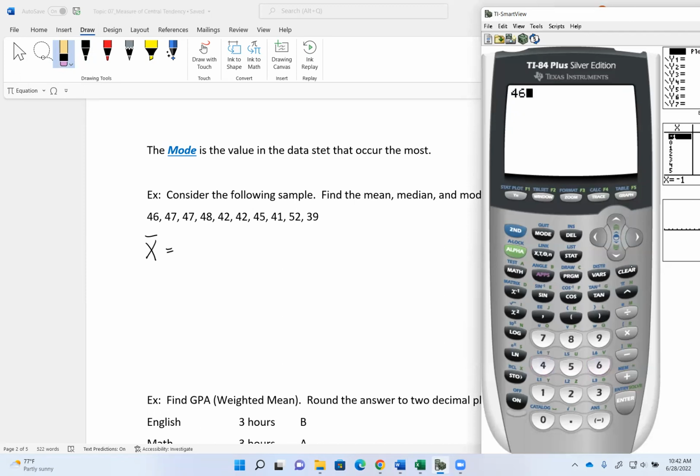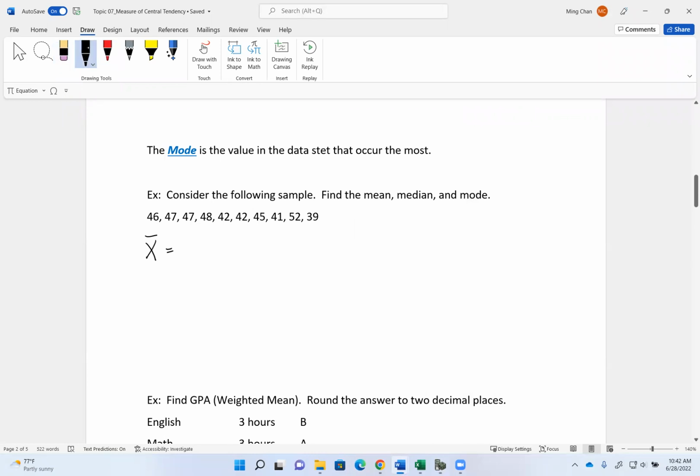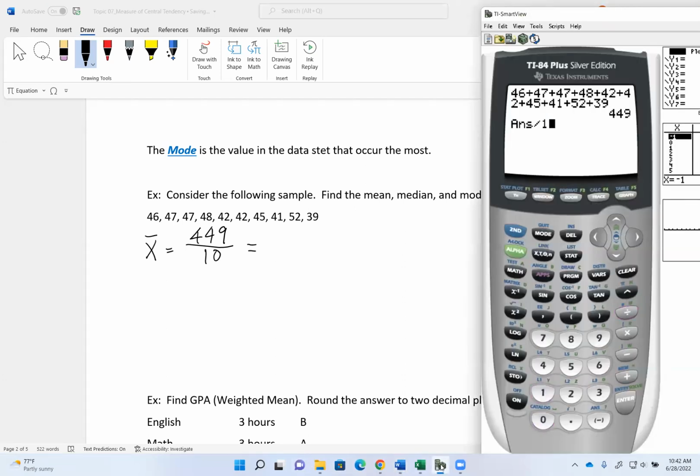46 plus 47 plus 47 plus 48 plus 42 plus 42 plus 45 plus 41 plus 52 plus 39. So that's 10 values. Add them all up first. This is the sum of all the data values, 449, and divided by the sample size, which is 10. My answer is 44.9.